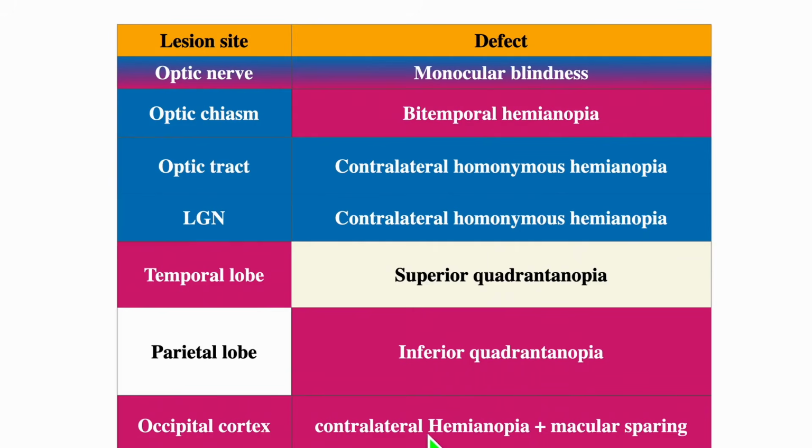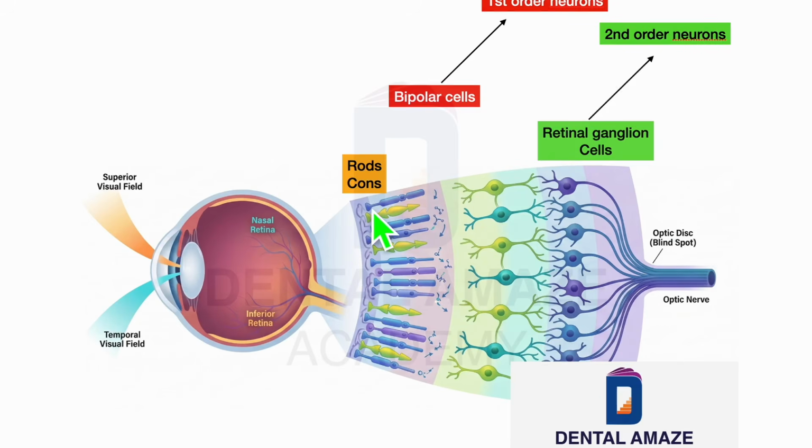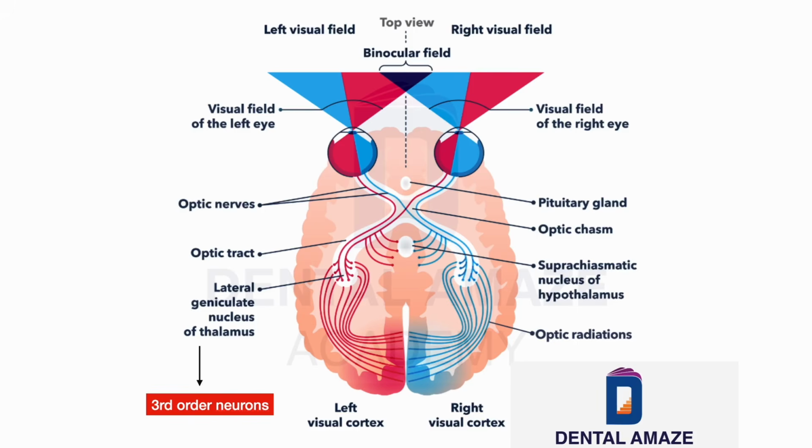Cortex: contralateral homonymous hemianopia with macular sparing. That's it. Here there is no macular sparing. And this optic tract, LGN, I told you, optic tract is very asymmetric, and the pupillary reflex is lost. LGN is not lost, symmetric. And finally, for every tract they will ask you which is the first order neuron, second order neuron. First order neuron, like I told you, is the bipolar cells. Second order is the retinal ganglion, and third order neuron is your LGN, the lateral geniculate nucleus.